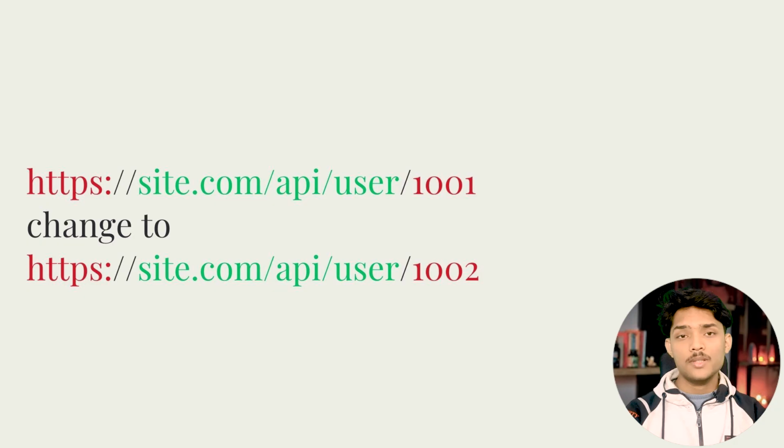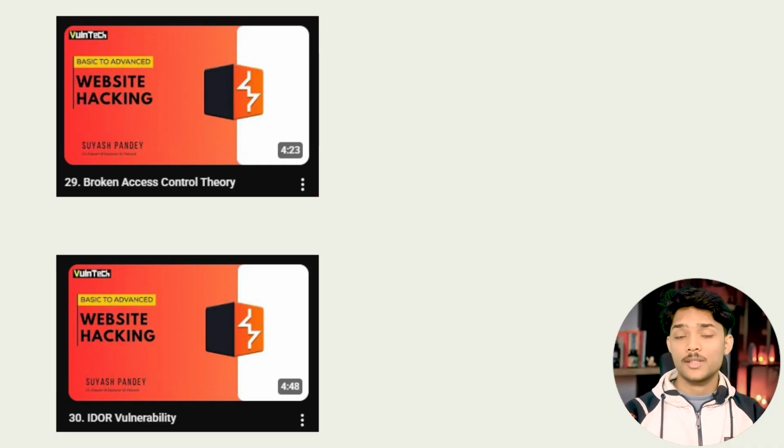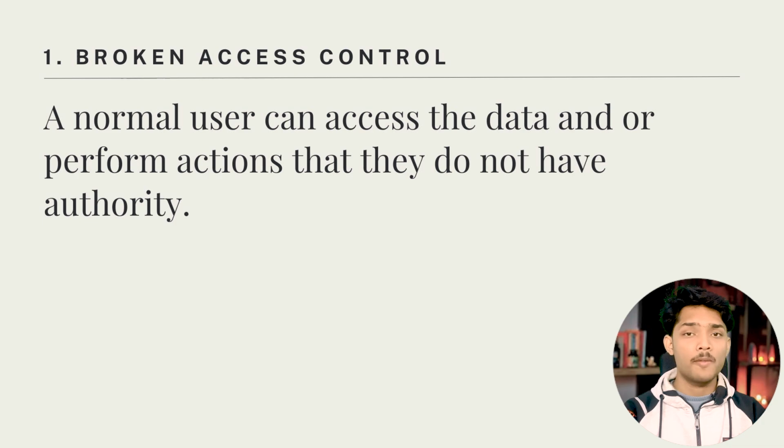It has some more types like horizontal access and vertical access that we have performed in the lecture on broken access control, and we have explained everything in a deeper manner. Also, this vulnerability helps us in privilege escalation if we gain access to some accounts. Now this is it for the first vulnerability.